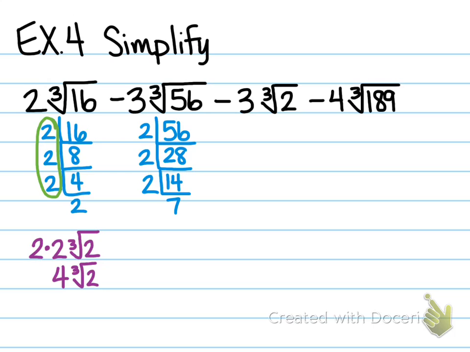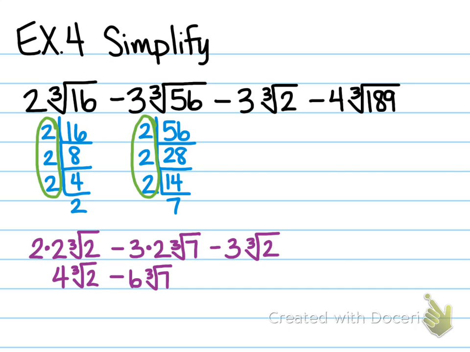So I'm looking for a set of 3. So there's my 2's. So those come outside and multiply times the negative 3 that's already there. And then I have a leftover 7. So this is going to simplify to negative 6 cube root 7. Okay, the third term, I can't do a cubed root of 2. That's as simple as that term gets, so I'm just going to bring it down.